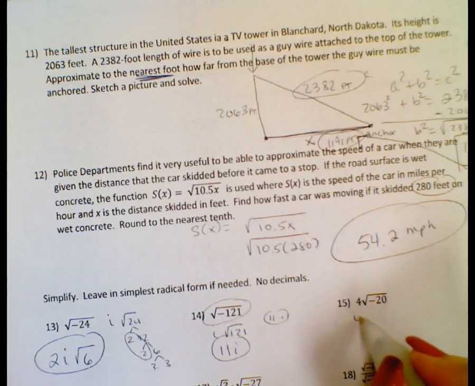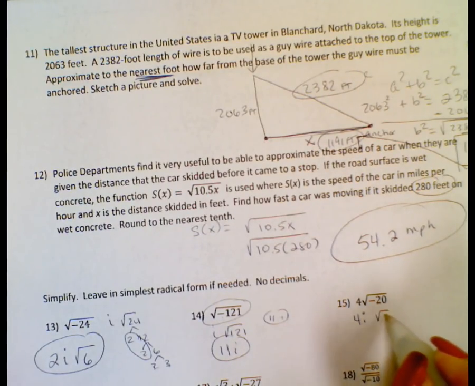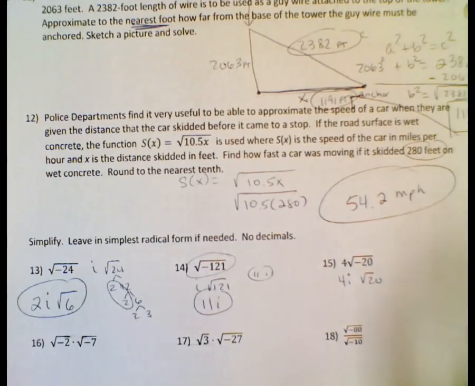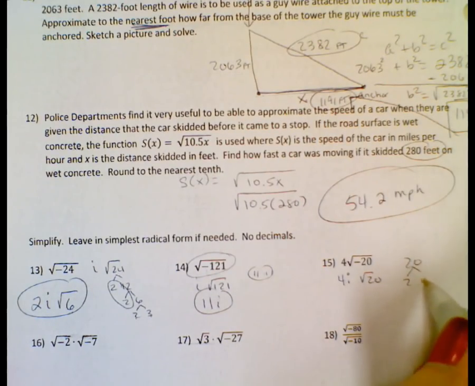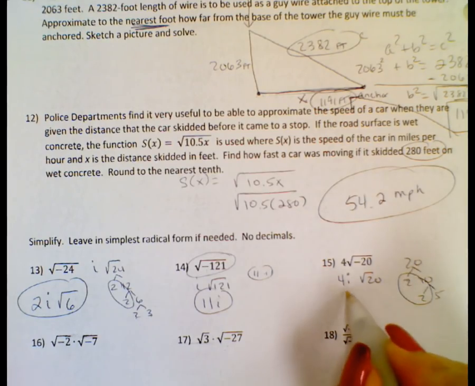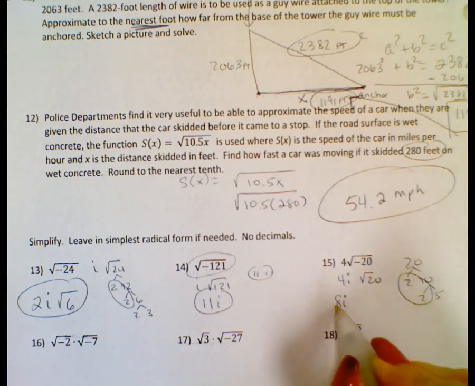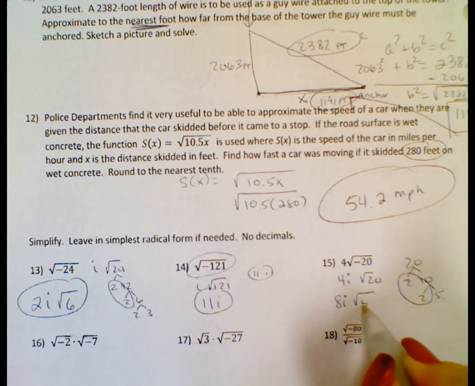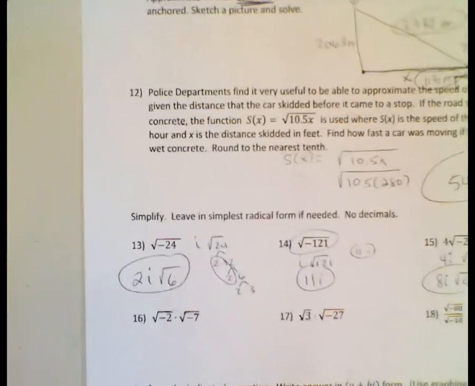This one, bring the i out, and do a factor tree for 20. 20 is 2 and 10. 10 is 2 and 5. We're going to bring a 2 out with the 4i, so that's going to make that an 8i, because there was already a 4 out there. We brought a 2 out, and then the 5 is left underneath, and that's your answer.